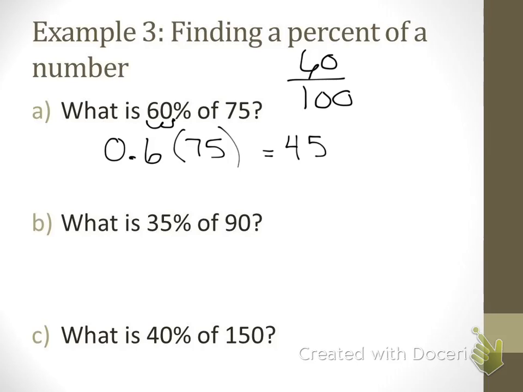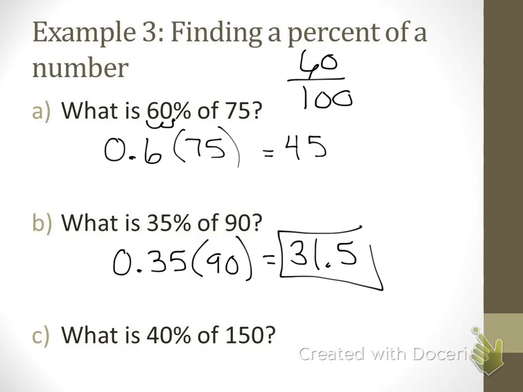All right, so when I change 35% to a decimal, what do I get, Chris? 0.35. I get 0.35, okay? Or 35 hundredths, because it's 35 out of 100. And I multiply that by 90, and what do I get? 31.5. Raise your hand if you got it. Okay, about half of you.